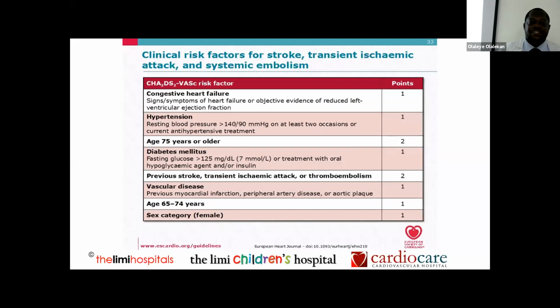Any vascular disease, maybe peripheral arterial disease or aortic plaque. This brings to mind the importance of doing the Doppler of the carotid to assess for aortic plaque. Then age again, between 65 to 74, and sex category. And that's why I said being a female increases the risk of stroke in patients with atrial fibrillation.